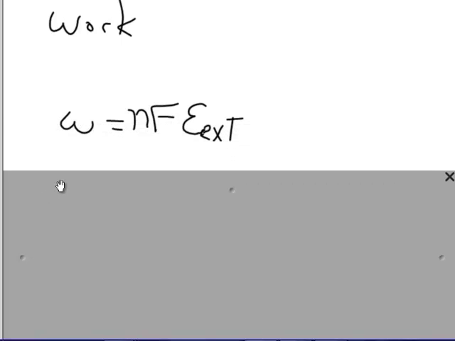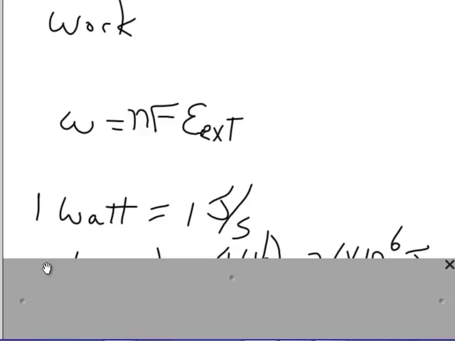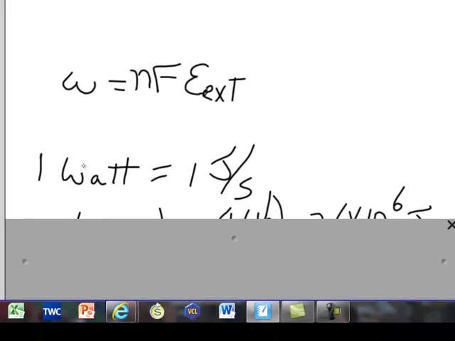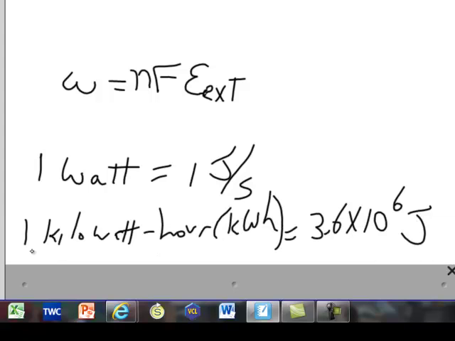Now, we've talked a little bit before about work. This is electrical work being done by the battery or whatever power source you've got. There's an equation for this. Work is equal to n times F times the E of the external power source, which actually leads us to a very real-world example, which is your electric bill. 1 watt is 1 joule per second, and 1 kilowatt hour is 3.6 times 10 to the 6 joules. A kilowatt hour is what your electric bill is billed in.